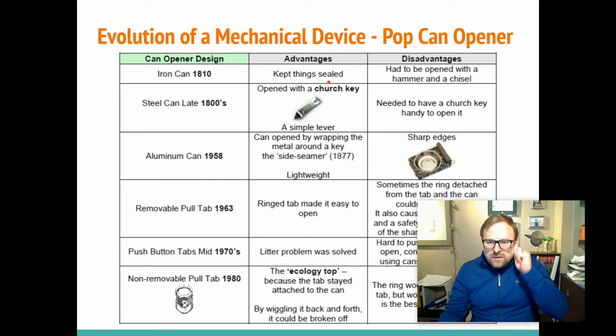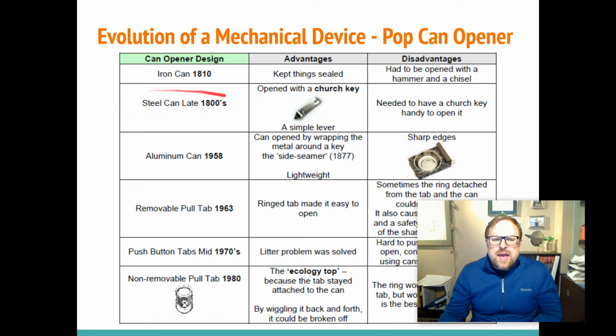It kept things sealed and had to be opened with a hammer and a chisel, which does not seem terribly practical to me. So then we get a steel can later on. Okay, steel cans, iron's pretty heavy. A steel can would be a little bit lighter, and it would be opened with something called a church key.